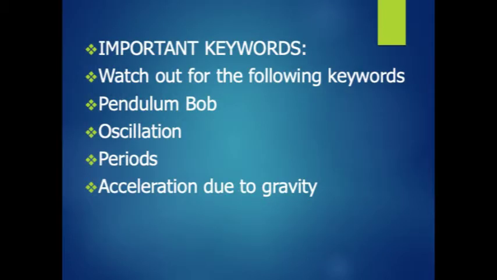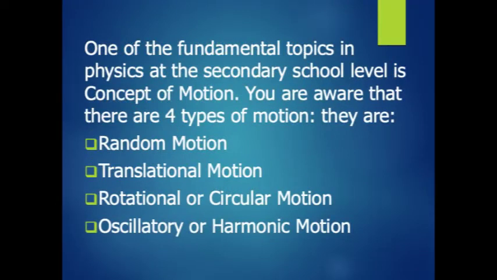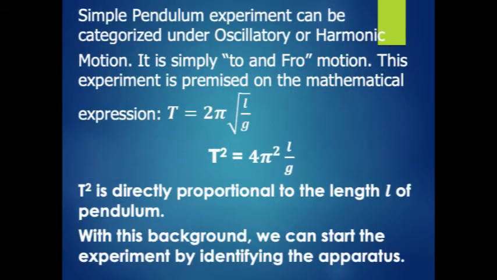Important keywords in this practical class include pendulum bob, oscillation, periods, acceleration due to gravity. One of the fundamental topics in physics at the secondary school level is the concept of motion. You are aware that there are 4 types of motion. They are random motion, translational motion, rotational or circular motion, and lastly, oscillatory or harmonic motion. Simple pendulum experiments can be categorized under oscillatory or harmonic motion. It is simply to and fro motion.